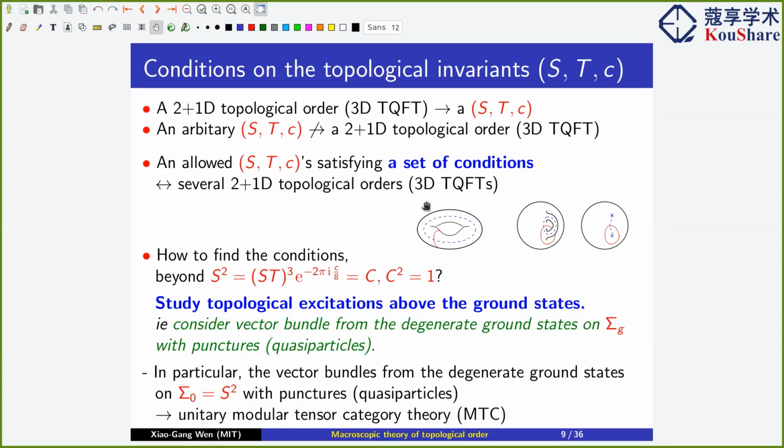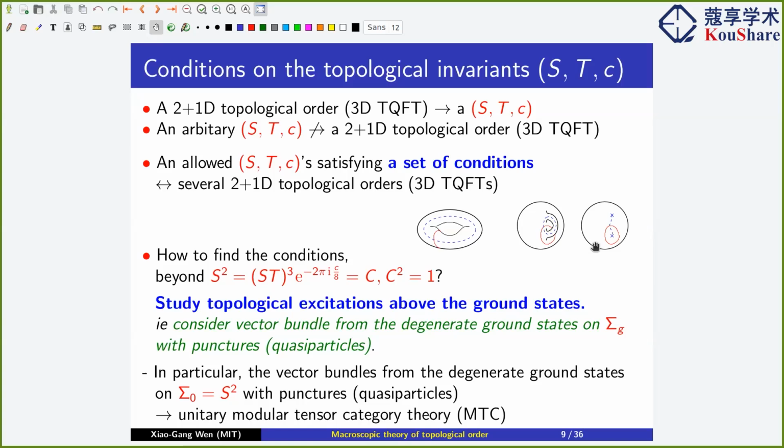So far when we consider this ST matrix, we only consider the ground state. We did not consider excitation. And this relation suggests that we should consider excitation, and then seek more conditions on this. So actually, there's a little story here.